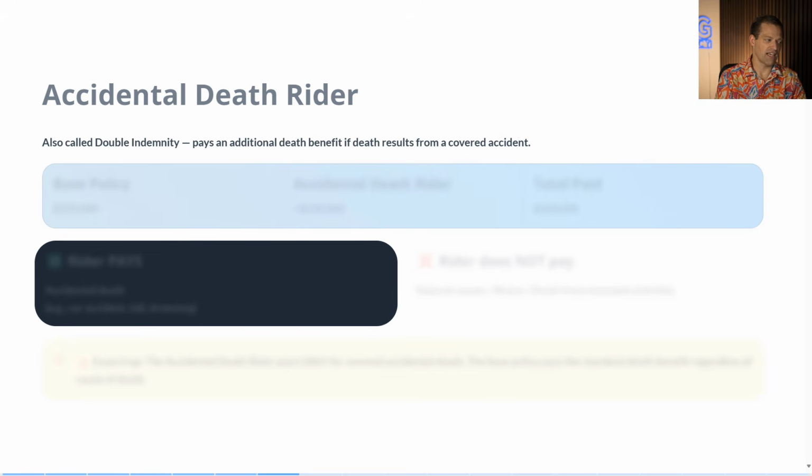Accidental death rider, sometimes called double indemnity. It pays an additional death benefit if death results from a covered accident. So let's say I have a base policy of $250,000.